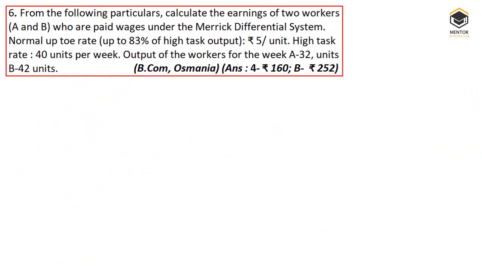So in this question, the information is available. Calculate the earnings of two workers A and B who are paid under Merrick's differential piece rate. Normal rate up to 83% of high task is 5 per unit. Normal piece rate is 5 rupees per unit. High task rate is 40 units per week. So every week they have to produce 40 units. This is the standard. Output of the workers is A 32 and B 42 units.